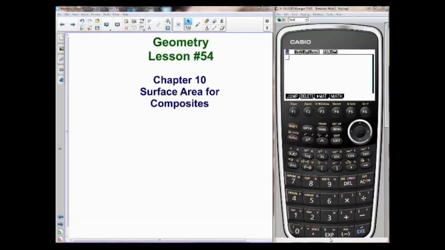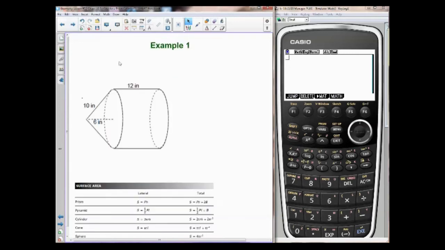Alrighty, part 3 of our surface area thing, and again just a couple of quick examples. We've seen this before in the class and a couple of the activities. So let's go ahead and look at our first example.